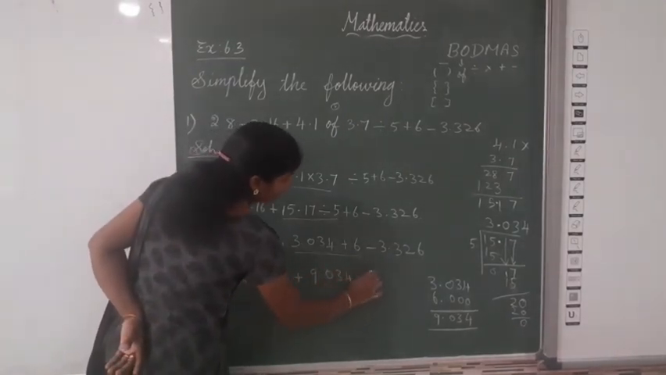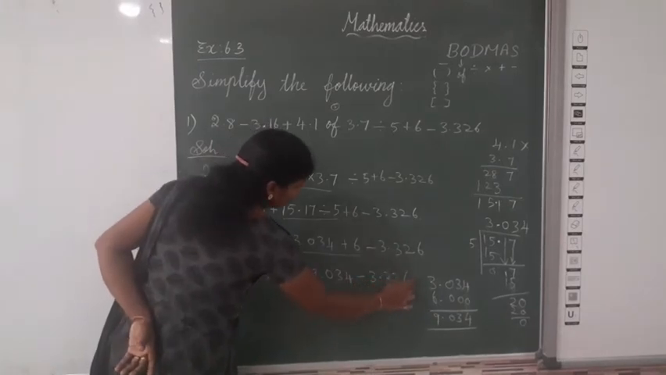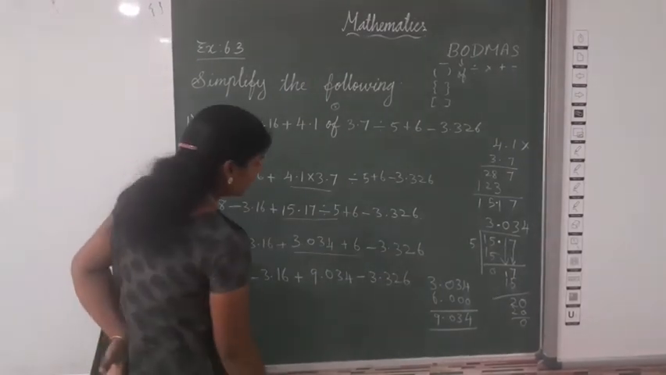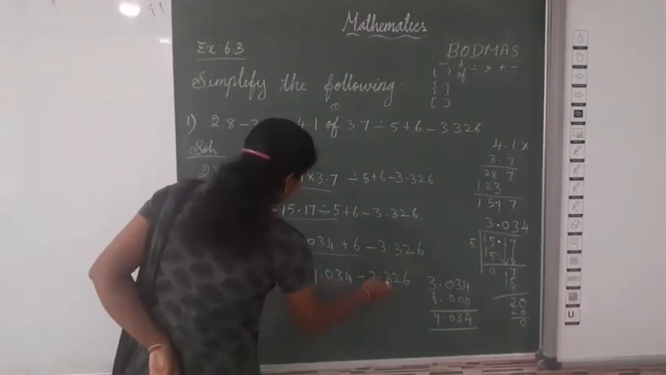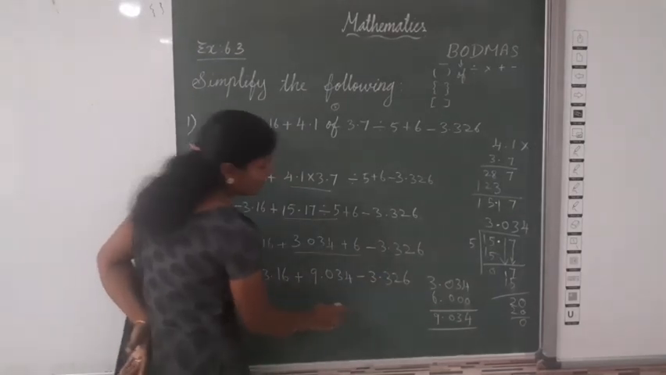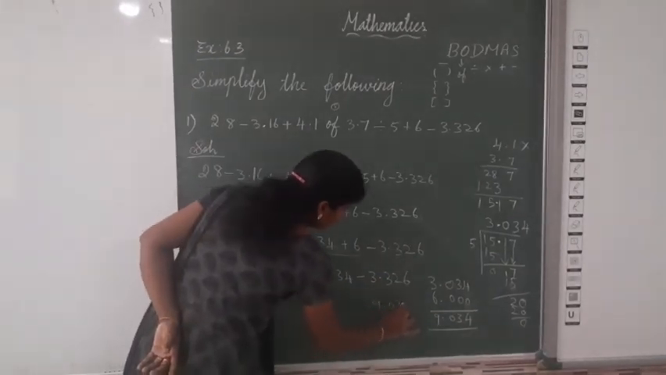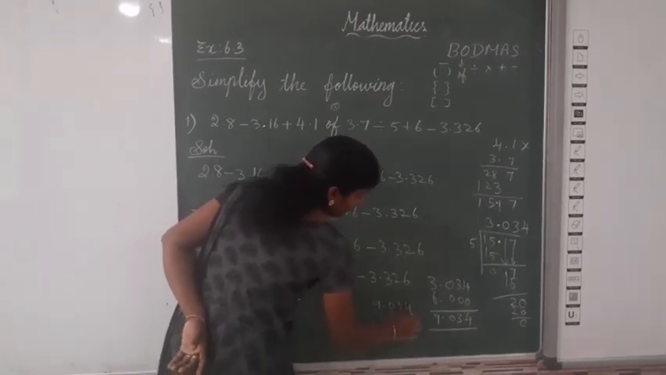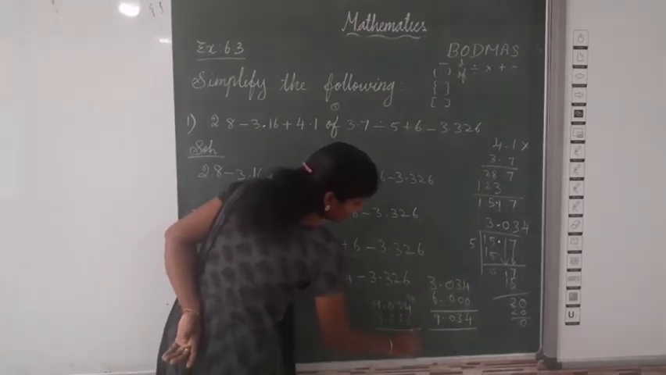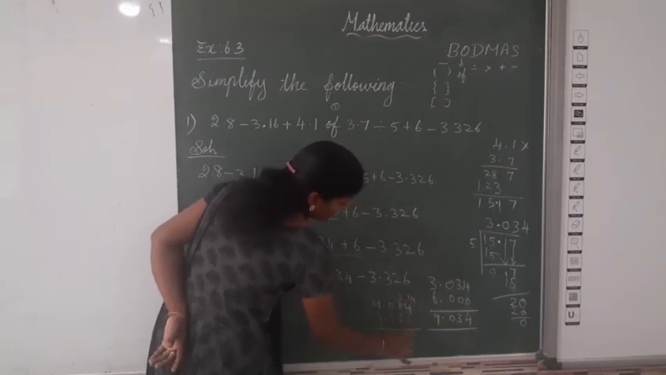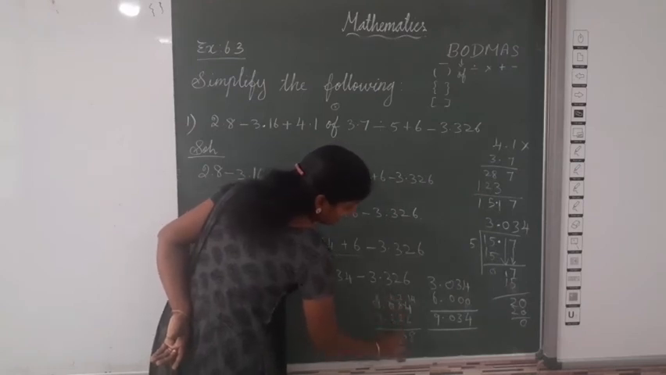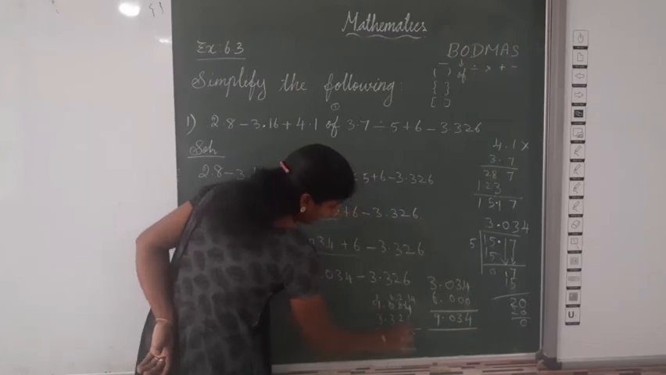9.034 minus 3.326, isn't it? Okay. Now we can subtract this number minus this number. 14 minus 6 is equal to 8. Here 2 minus 2 is 0. Here 2, take borrow here 10. Here 8, 10 minus 3 is 7, isn't it? Then 8 minus 3 is 5.